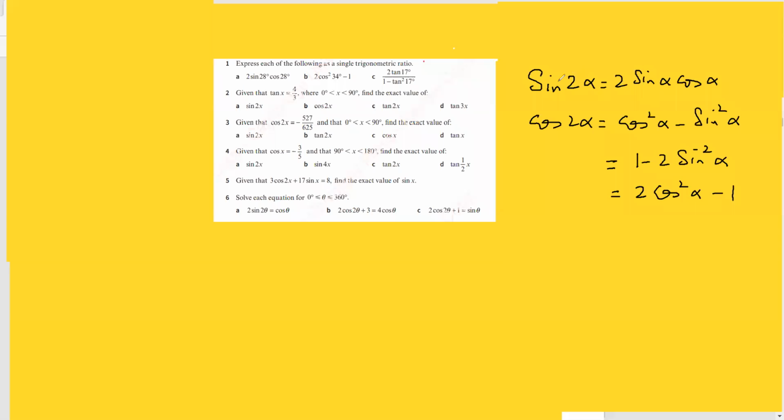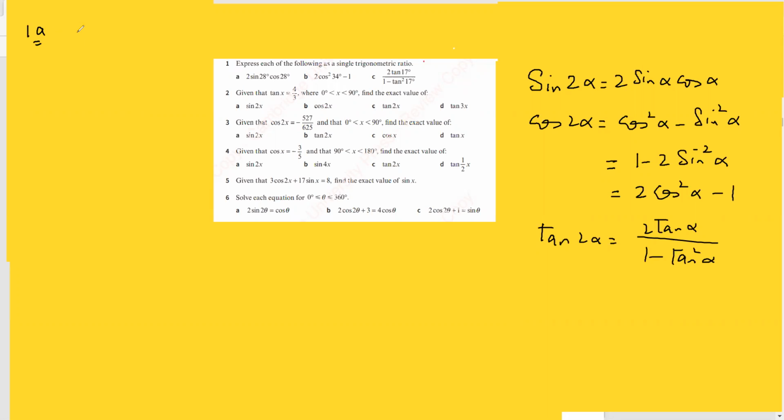These are the formulas that we're going to use now for sine 2 alpha, for cos 2 alpha, and then one more that is for the tan 2 alpha, that is 2 tan alpha over 1 minus tan square alpha. Now look at this, it says express each of the following as a single trigonometric ratio. So you see this is 2 sine alpha cos alpha. So 1a can simply be written as sine 56.